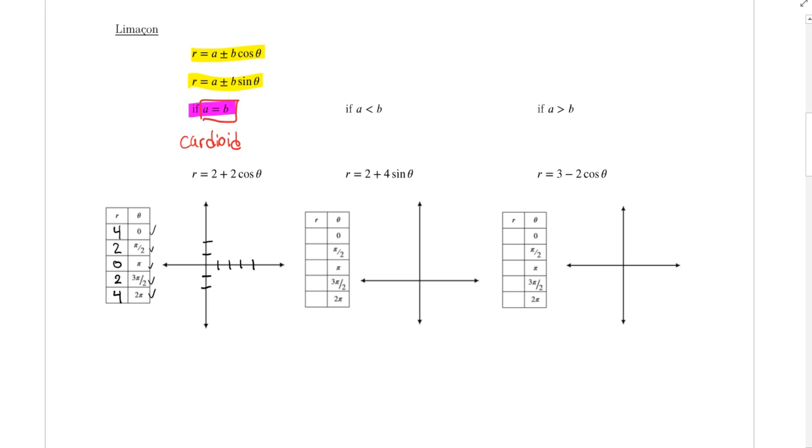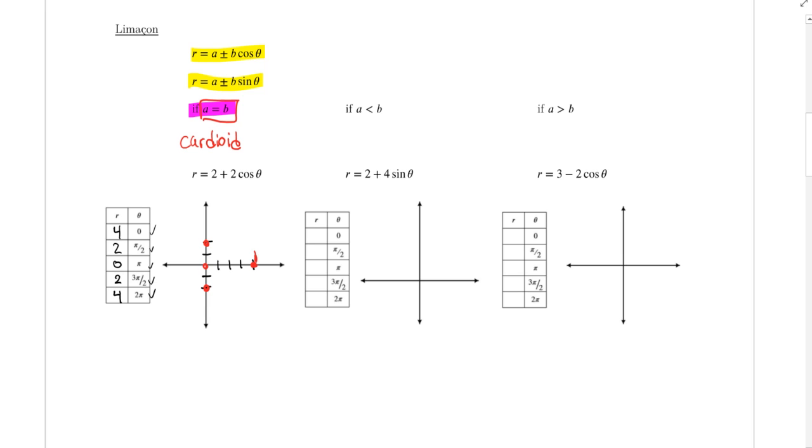So we get cardioids when A and B are equal to each other. And then the plus or minus and then the sine or cosine will give you the orientation of what this cardioid looks like. So these are the points that we're graphing, and that doesn't give you a fantastic picture.